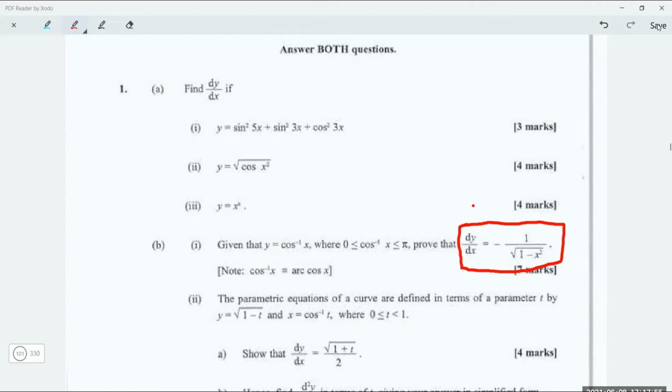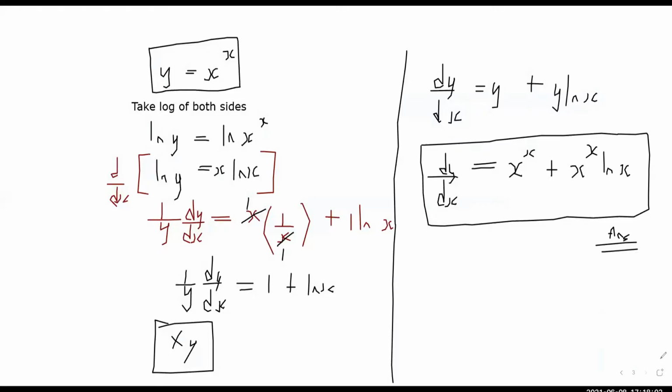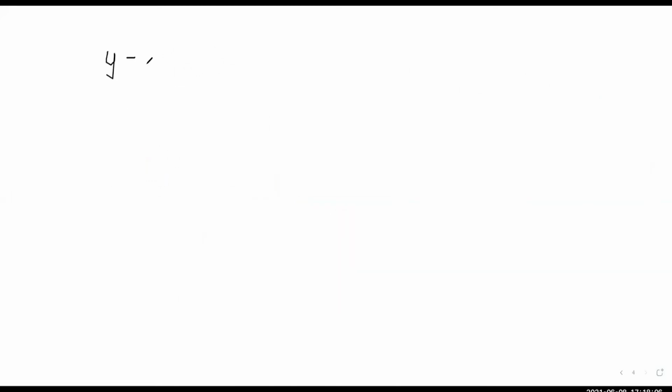Now we're going to prove it. This is how we do the proof. To do the proof, you start by writing down what they give you: y is cos inverse of x. Now look at this. If y is cos inverse of x, and you take the cos of both sides, you end up getting cos y equal to just x. You might say, sir, what happened to cos inverse?